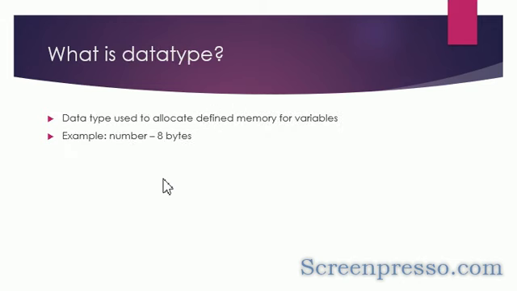Next, what is a data type? A data type is used to allocate a defined amount of memory for a variable. For example, a number equals 8 bytes. In a real-life example, we are going to store some amount of data. It may be 5 GB or 2 bytes, or it may vary. But programming languages have some predefined sizes: if we store numbers, they need this much memory, and if we store a string, it needs this much memory.